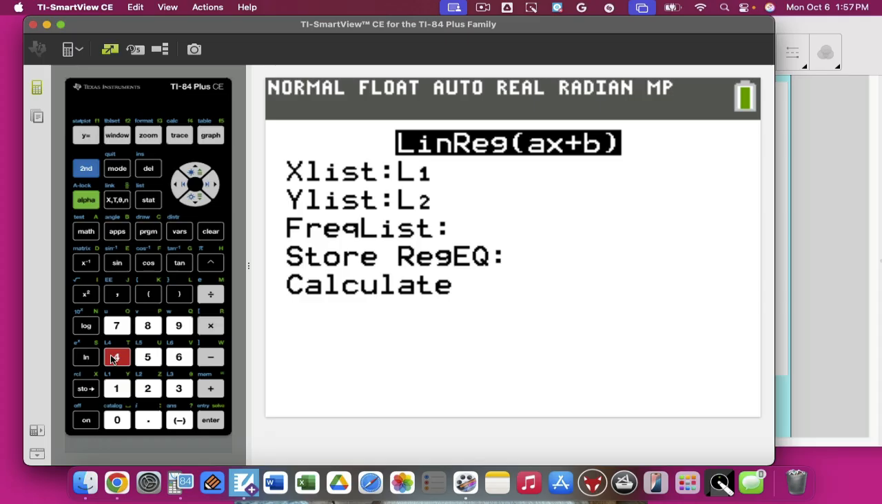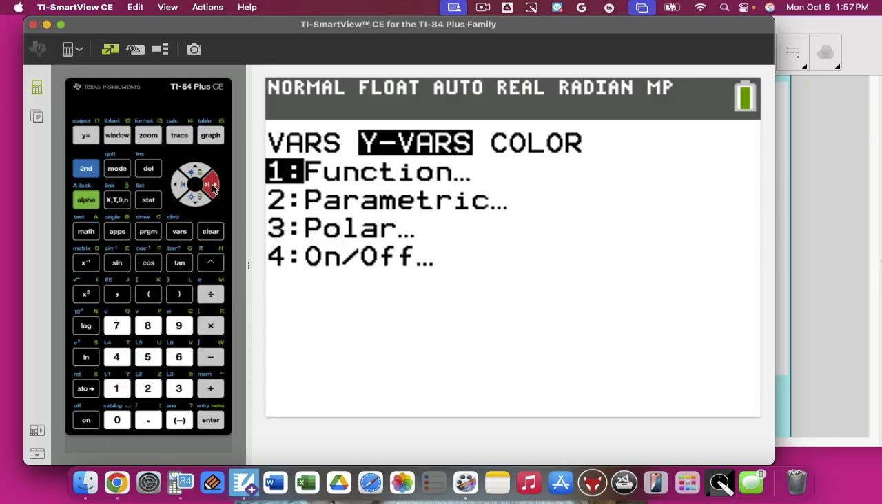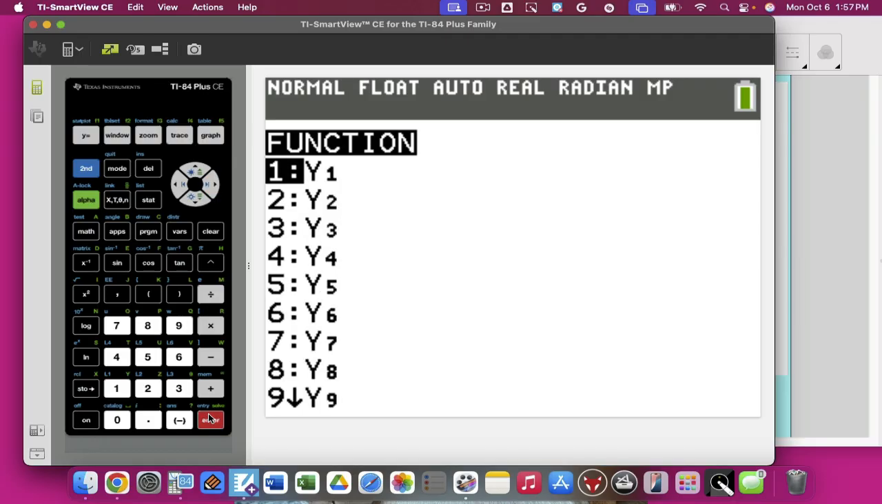So this part's optional, but highly recommended. I'm going to go down to where it says store regression equation. What you can do is get the calculator to come up with it and put it in y equals for you. The way we do it is, on this line, next to clear, we hit vars, whatever you want to say. We arrow over to y vars. Oh, function. We haven't seen that word in like a week. Nobody cares. Pick y1.